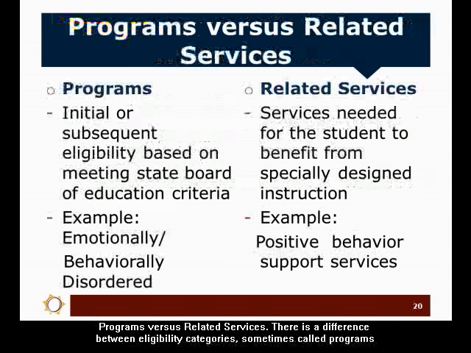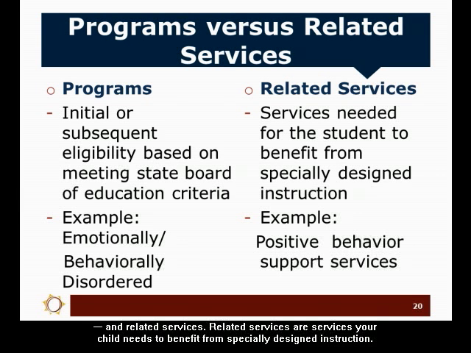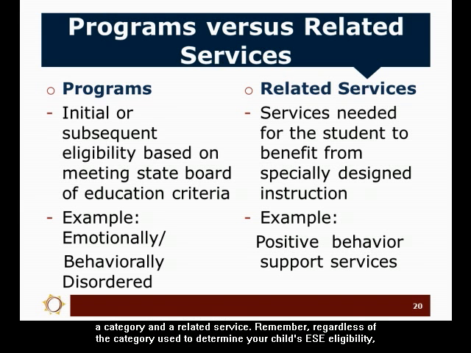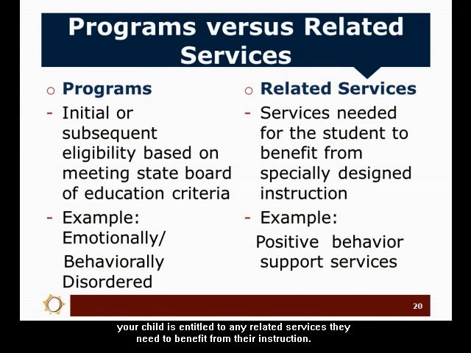Programs versus related services. There is a difference between eligibility categories, sometimes called programs, and related services. Related services are services your child needs to benefit from specially designed instruction. What can be confusing is when a category has the same name as a service. For example, speech and language is a category and a related service. Remember, regardless of the category used to determine your child's ESE eligibility, your child is entitled to any related services they need to benefit from their instruction.